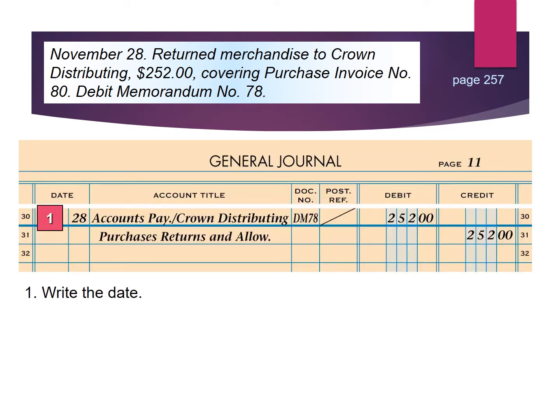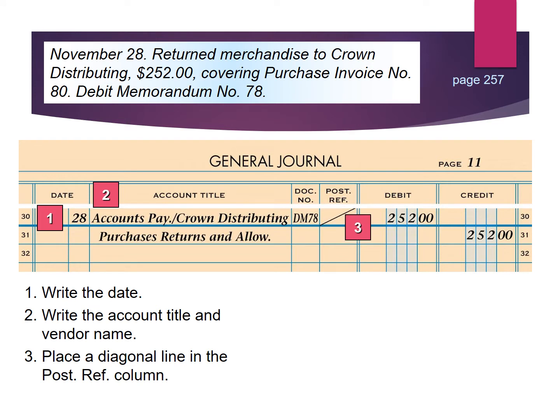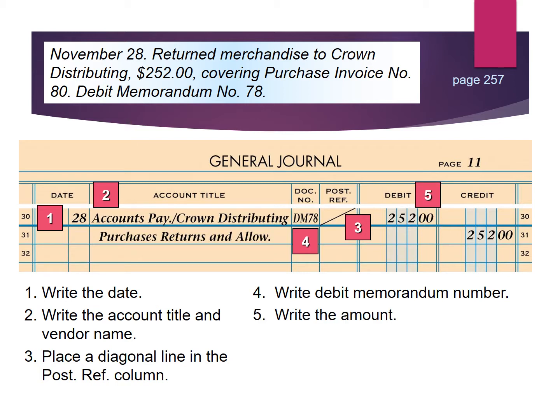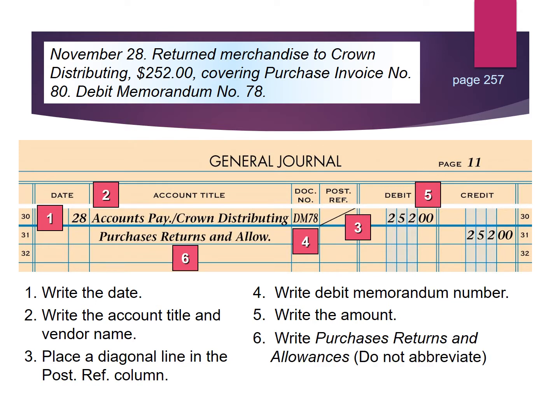So we will write the date. We will write the account title and vendor name that is debited. So we have A/P Crown Distributing. We will place a diagonal line in the post-reference column. We will write DM, which stands for debit memo, and then its number, 78. We will record the debit amount. And then we will use purchases, returns, and allowances for all returned merchandise back to a vendor. The last step would be to write our credit amount. When we look at the accounting equation, our debits equal our credits.